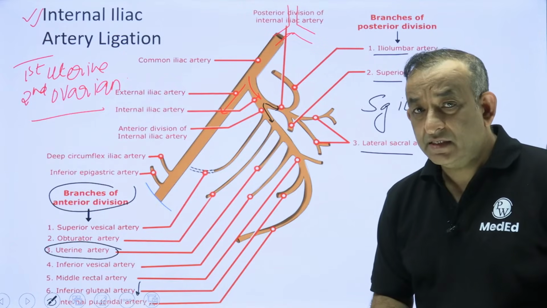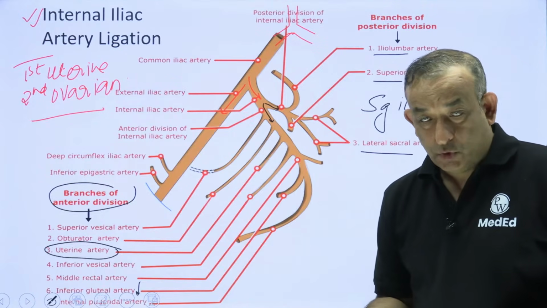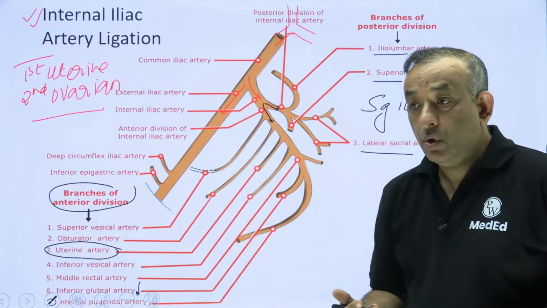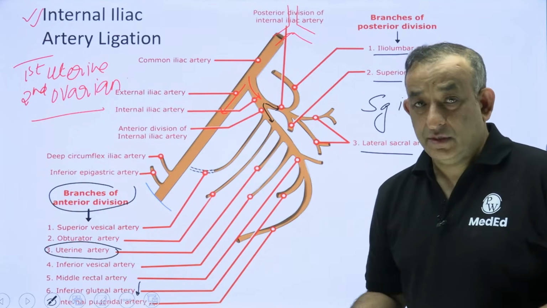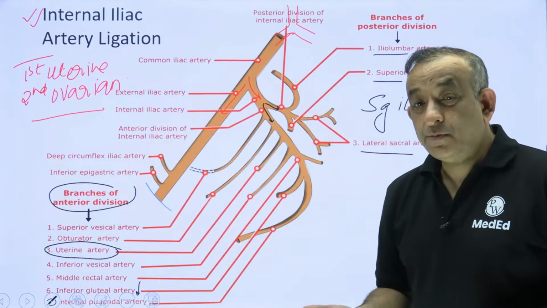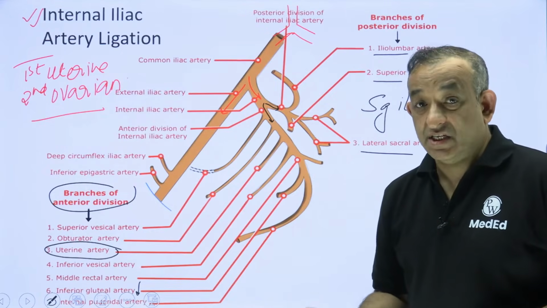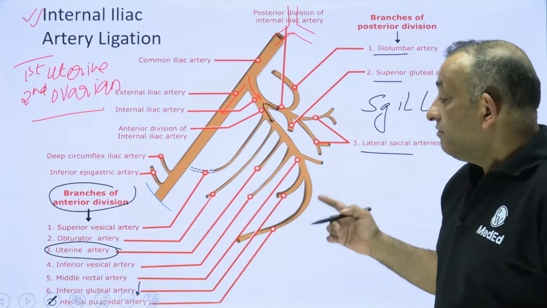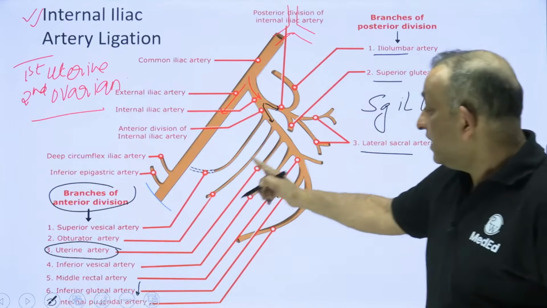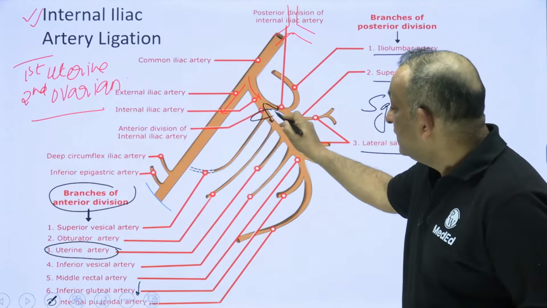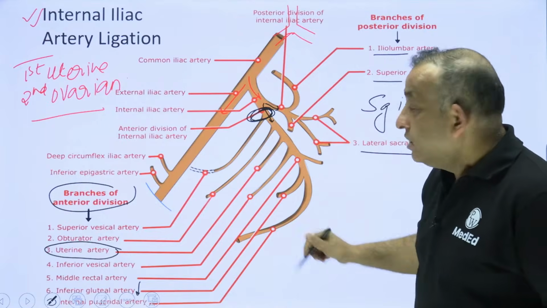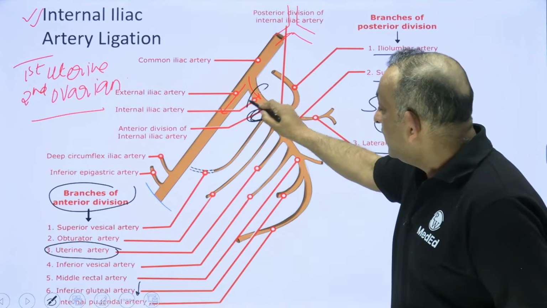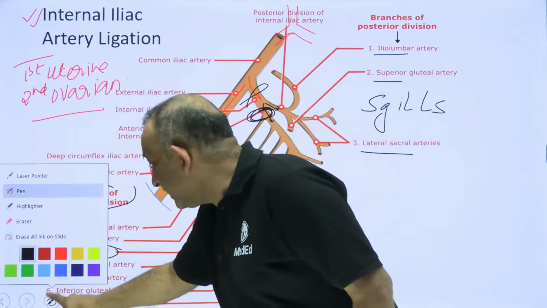That is a PG entrance question, and maybe also your distinction question. Internal iliac artery, everybody knows. Which part of the internal iliac artery are you ligating? First of all, we are worried about the uterine artery. So we are ligating only the anterior division, not the posterior division. So the internal iliac artery is not ligated as a whole here.